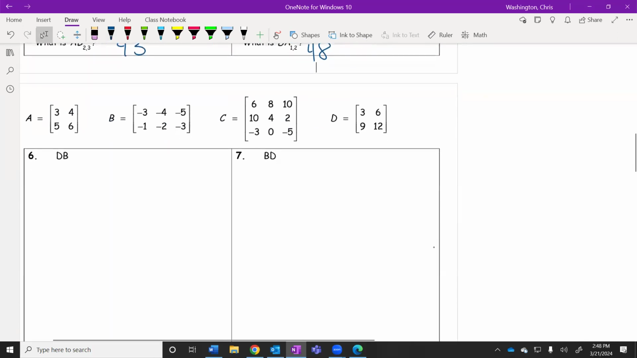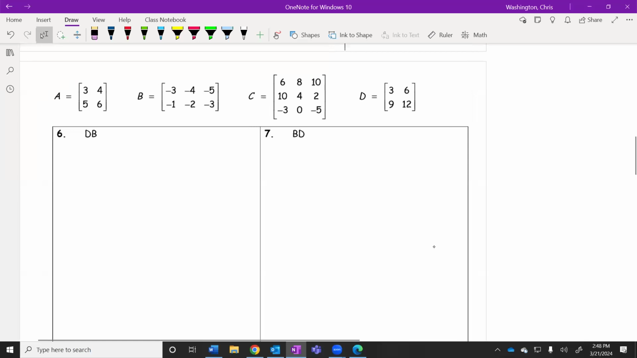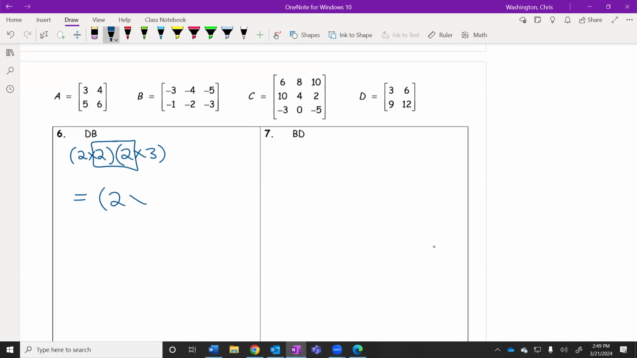All right, these next couple, I'm actually not going to multiply them out, but just to really emphasize that D times B and B times D are not the same, I'm just going to look at the dimensions. I'm not actually going to do the multiplication unless you just really need me to. But if we look at the dimensions, D is a 2 by 2 matrix, and B is a 2 by 3 matrix. Can we multiply D times B? Yeah, we can actually multiply that. And what's the answer going to be? What are the dimensions? It's going to be a 2 by 3.